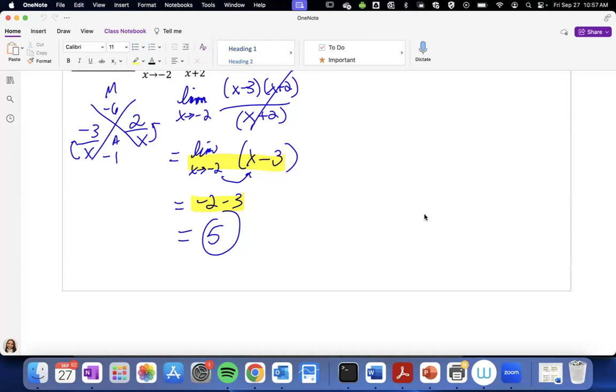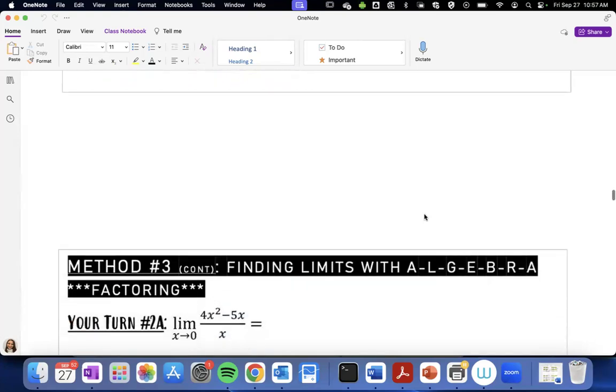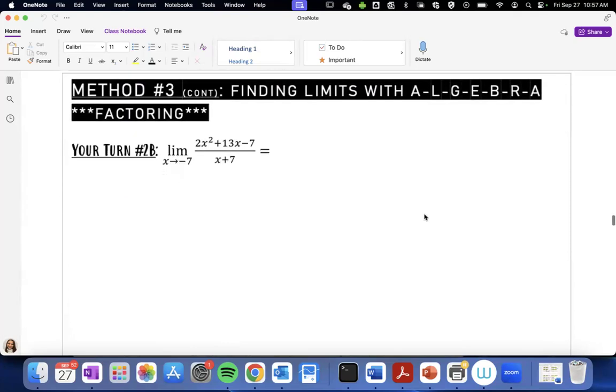Do you guys want to try your turn 2A or 2B? I think we should try one. What do you think? 2B. Let's do 2B. Okay, go ahead and try it.